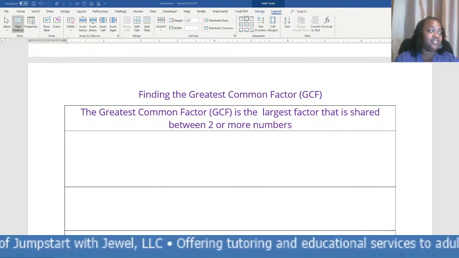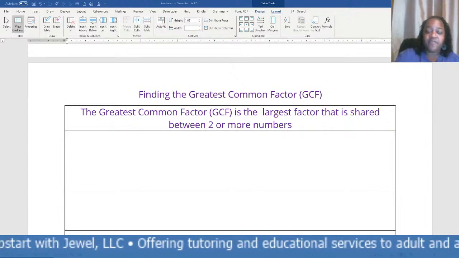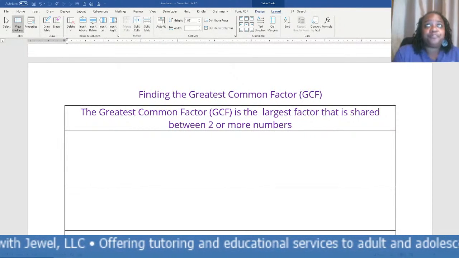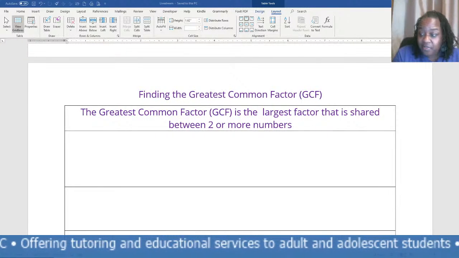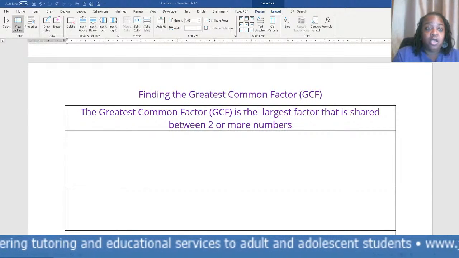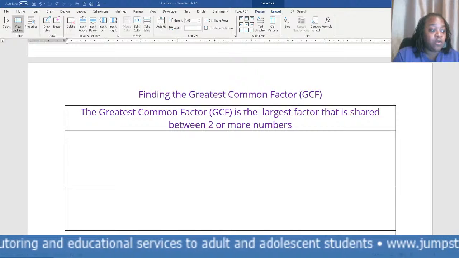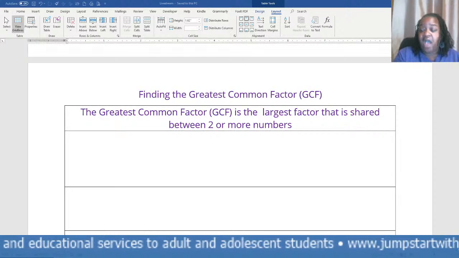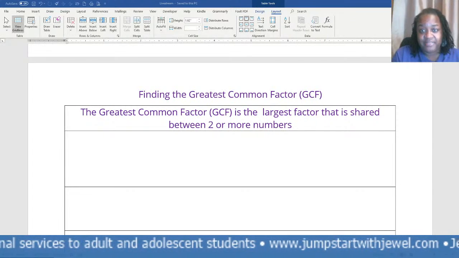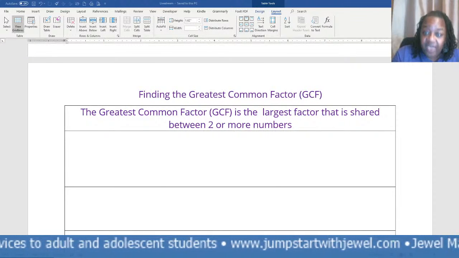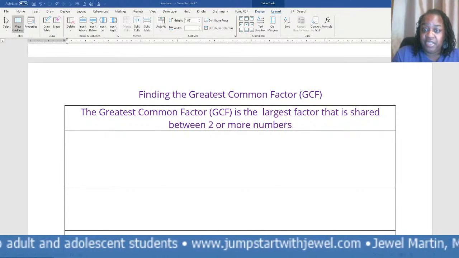If you've ever heard of that, the GCF, the greatest common factor. Sometimes you'll have to find the greatest common factor with two numbers. Sometimes it's three. So for today, we're just going to work on finding the greatest common factor for two numbers. And what the greatest common factor is, it is the largest factor, the largest number that is shared between two or more numbers.